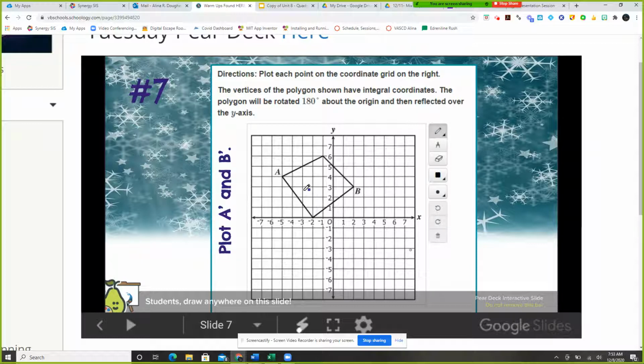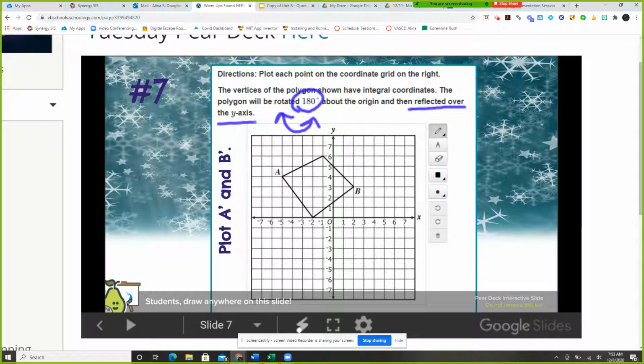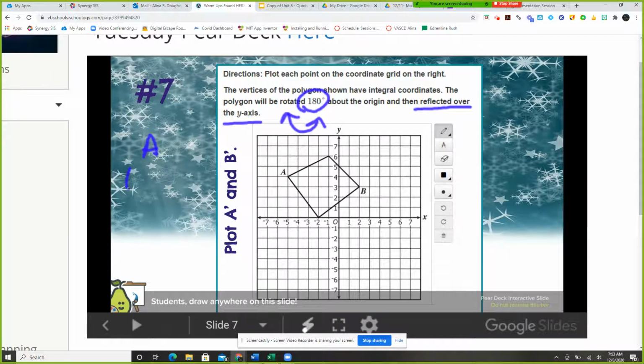Last question on our warm-up. The vertices of the polygon shown below are rotated 180 degrees. So remember, that's where you switch the X and the Y and then switch them back. So 180 degrees is going to stay the same order. We're just going to change the signs and then reflect it over the Y-axis. That's what makes this problem kind of a nightmare, is it's two things at the same time, and it's just not very nice. So if we start with point A right now, it is -5, 4.